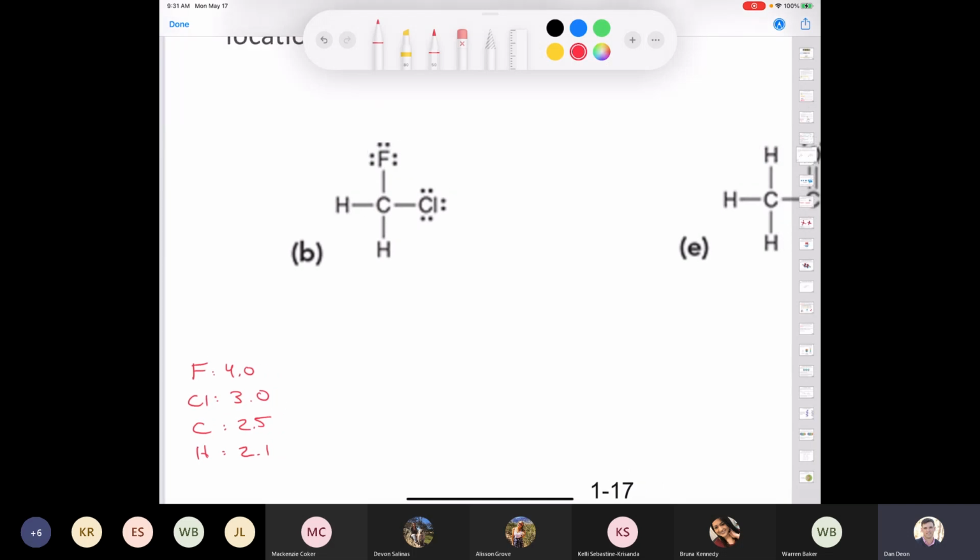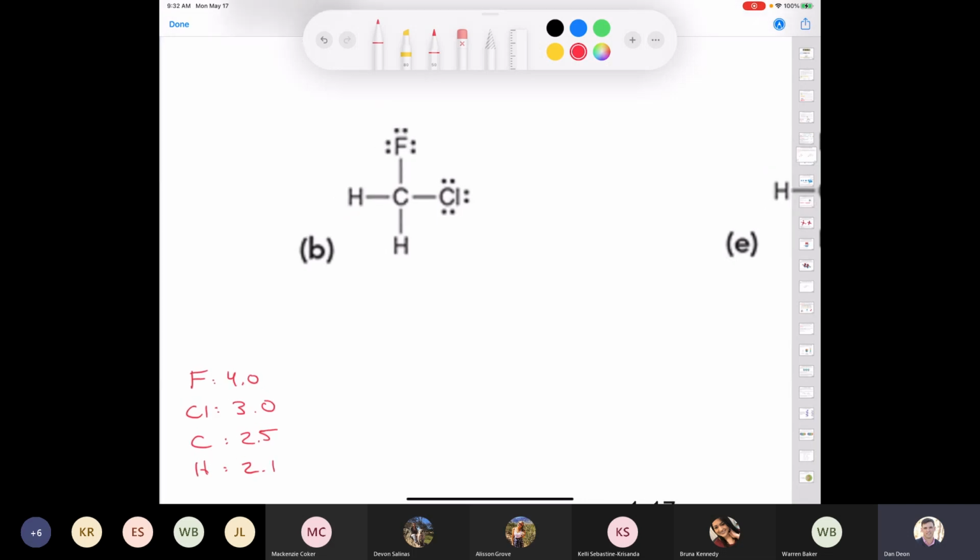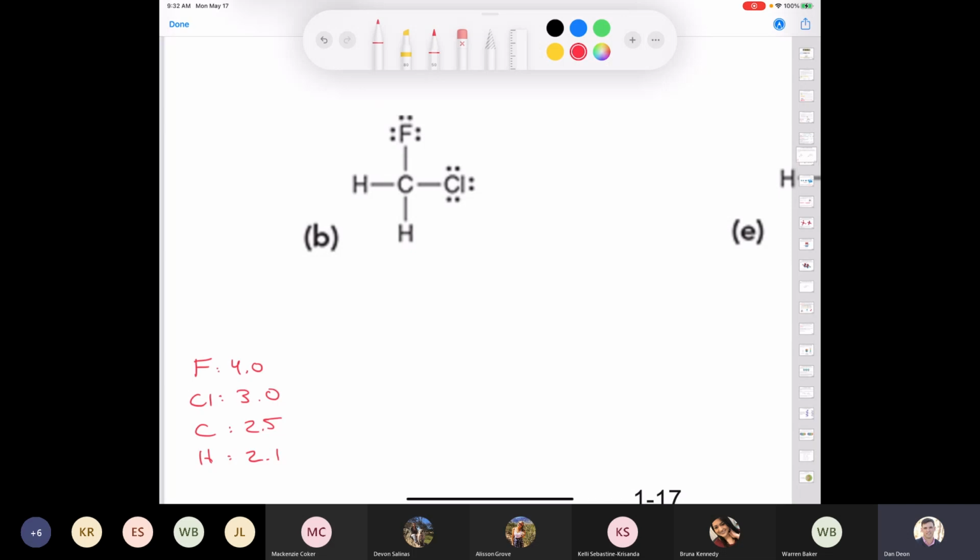So if I look at this molecule here, this would be chlorofluoromethane. Are there any polar bonds in this molecule? Could anybody identify any polar bonds in this molecule? And again, I hate trick questions, so it's just a real genuine question. Could anybody identify a polar bond? Or are there any polar bonds in this molecule?